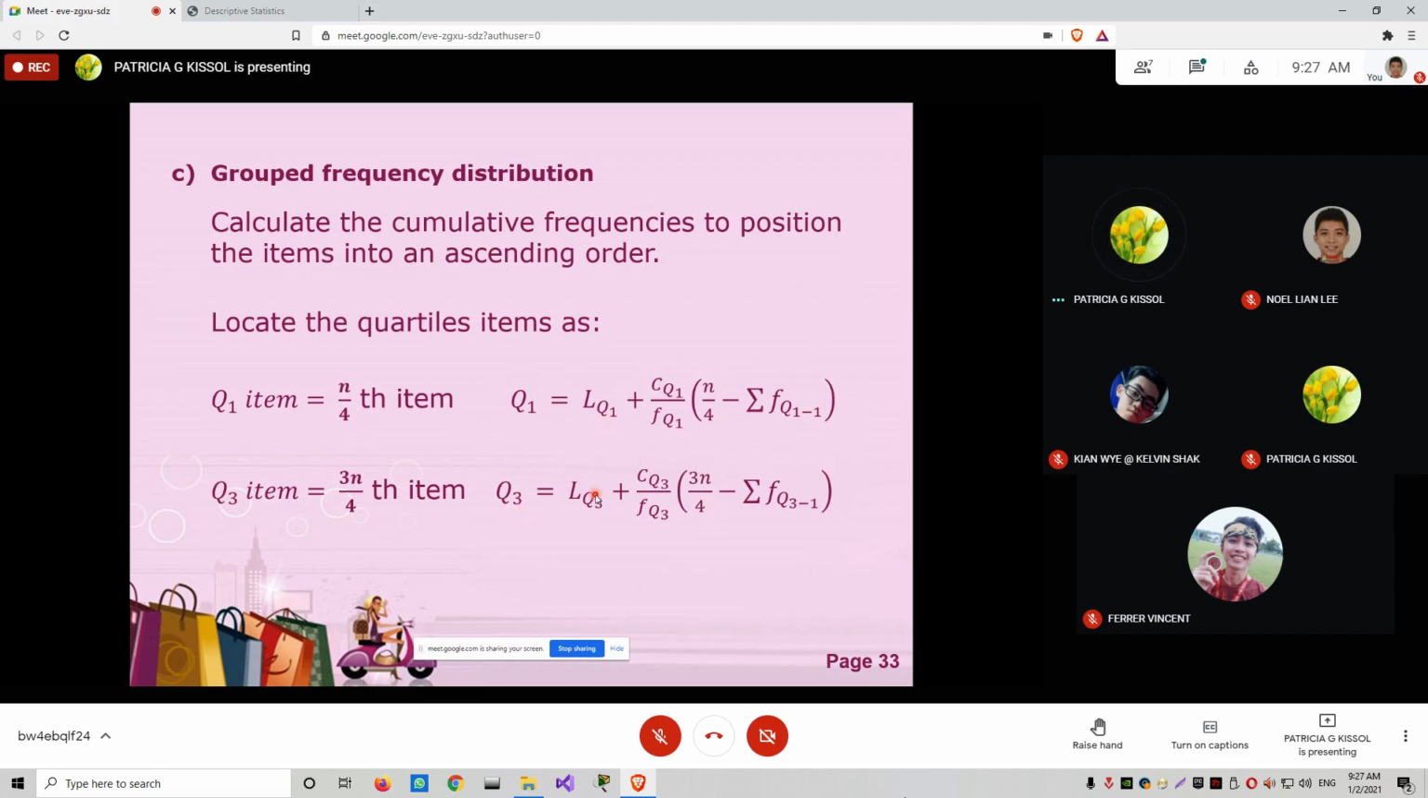So for Q1 and Q3, this is the class size, the C, the FQ1, FQ3 is the frequency, and the summation FQ1 minus 1 refers to all the cumulative frequency up to the category that we have chosen for Q1 and Q3. So to find quartile 1 and quartile 3, it is quite straightforward, similar to the median. Is there any question for now?